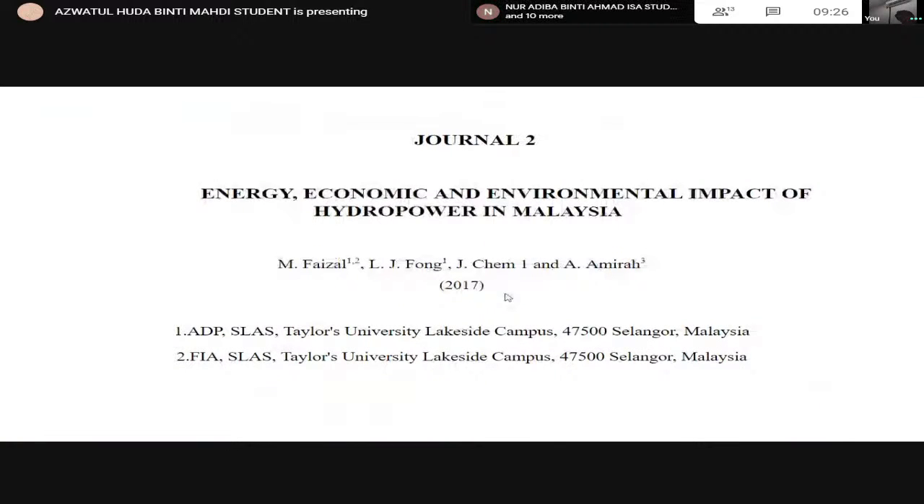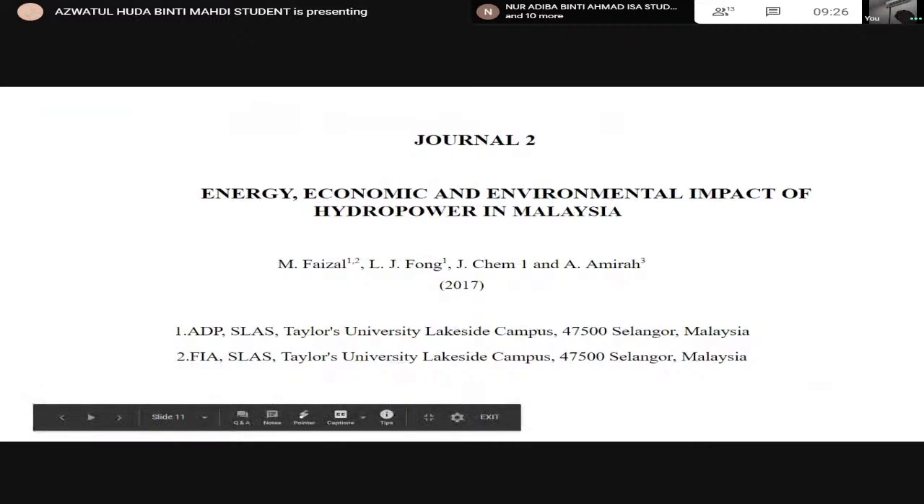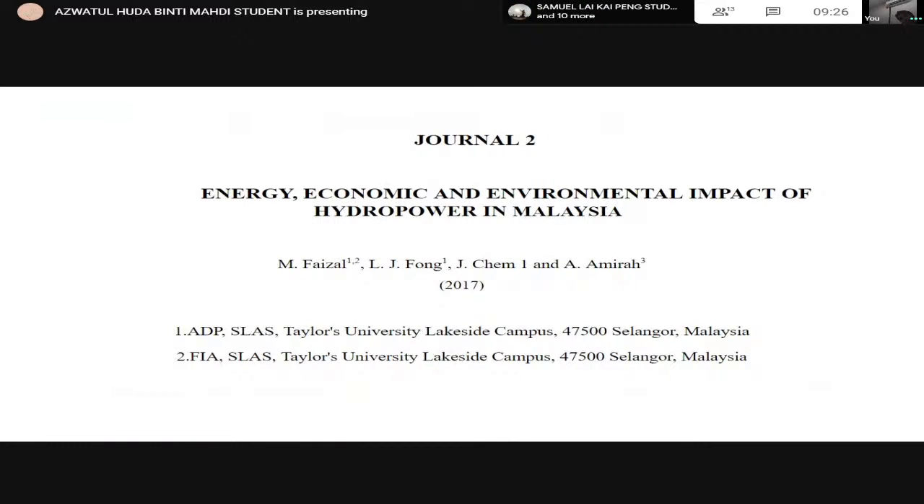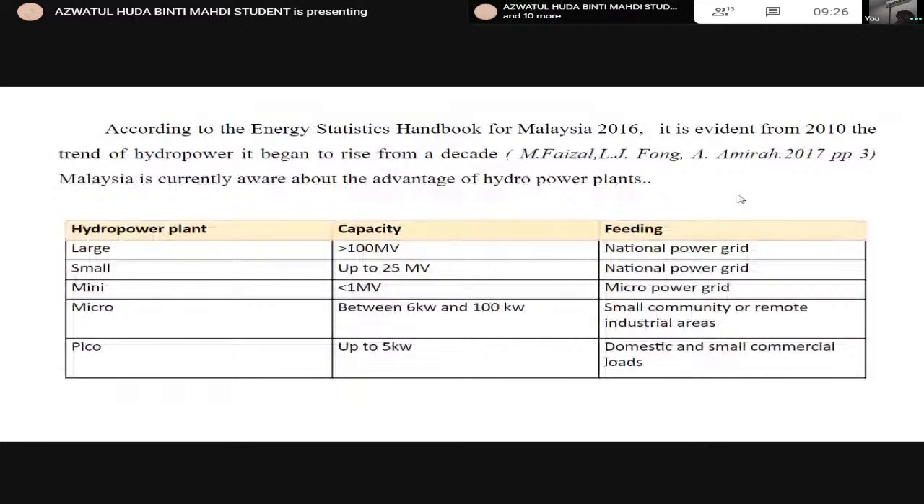Okay, we move to journal 2, which is the environmental impact of hydropower in Malaysia in the aspects of energy, economic and environmental. So basically, according to the Energy Statistic Handbook for Malaysia 2006, the trend of hydropower in Malaysia began to rise from decades ago. So it is a benefit to Malaysia in terms of energy power.